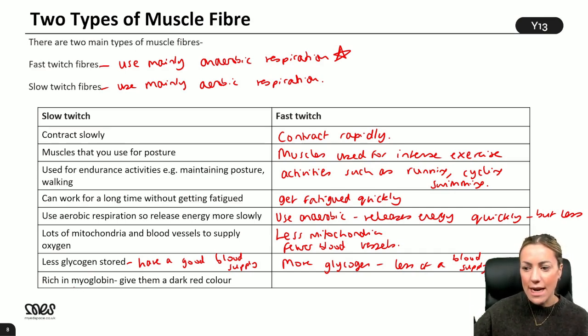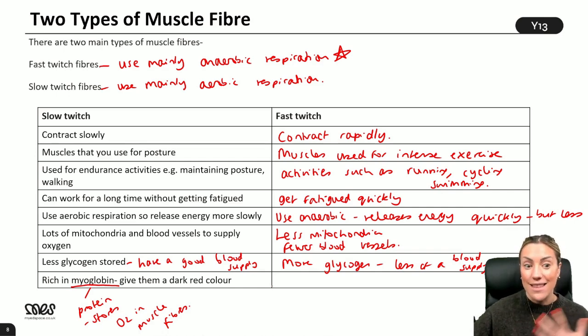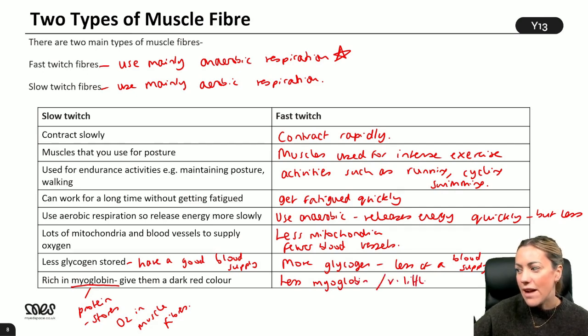Slow twitch, rich in myoglobin. Remember, this is a protein similar to hemoglobin that stores oxygen in muscle fibers. Slow twitch have lots of myoglobin. Again, it comes back to the fact that they do more aerobic respiration. They need more oxygen. And if the blood is not supplying enough oxygen, they've got stores of oxygen in their myoglobin. Fast twitch, less myoglobin. In fact, it's very little myoglobin, but that's fine because they don't need as much oxygen because they're doing mainly anaerobic respiration.